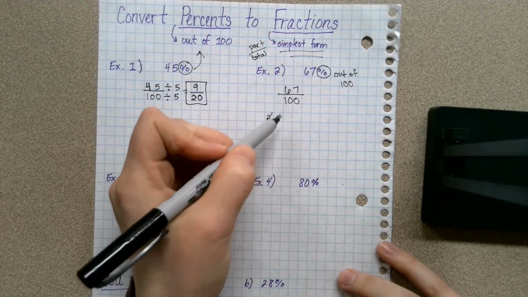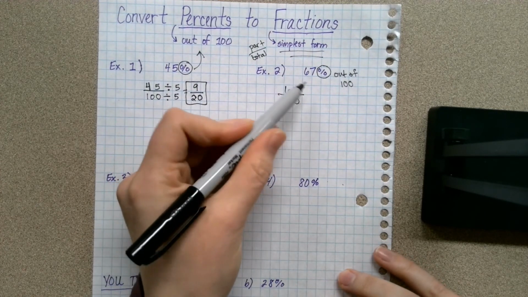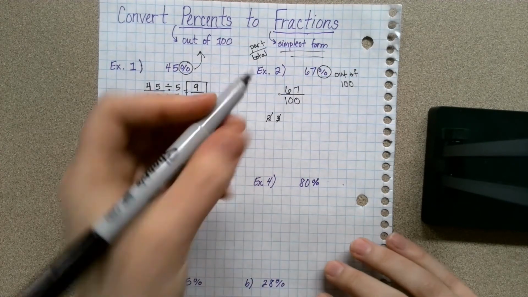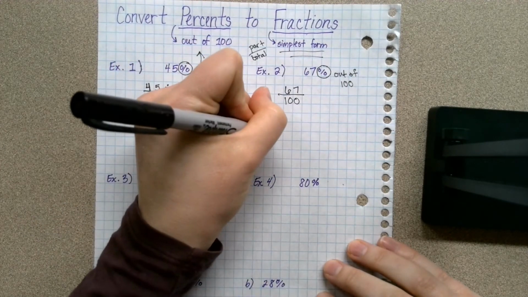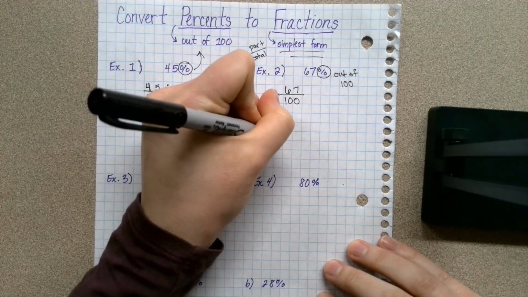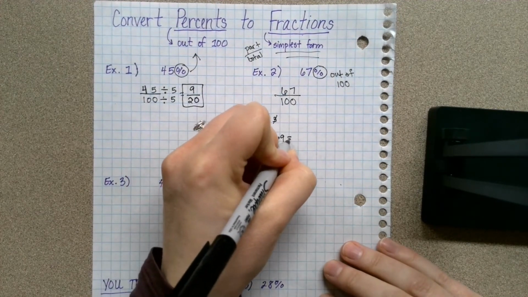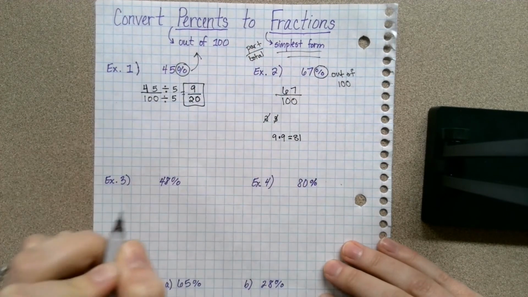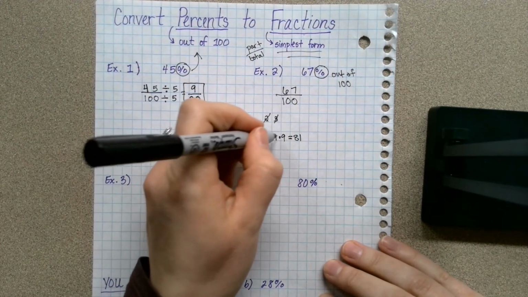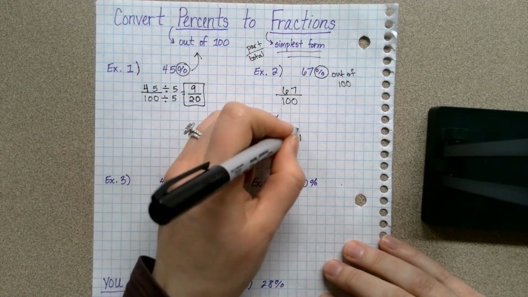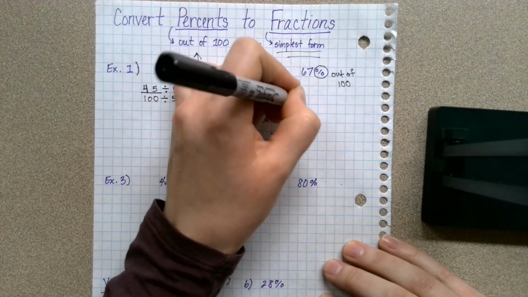At this point, we've already checked what we needed to, because when we check 9 times 9, that gives us a number that is greater than our smaller number 67, and we know that all the smaller digits didn't work, so this is in simplest form.